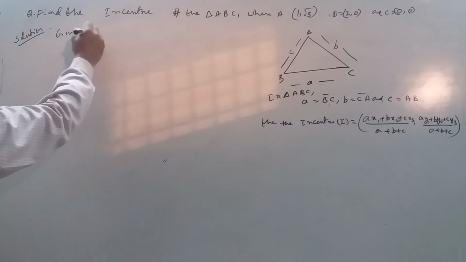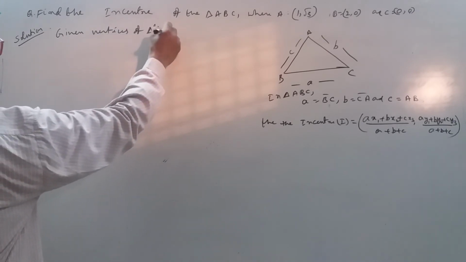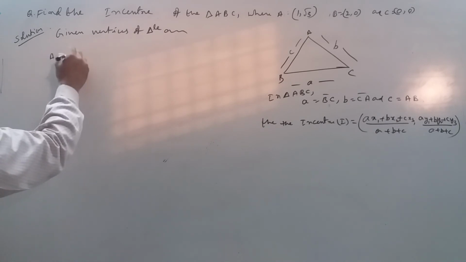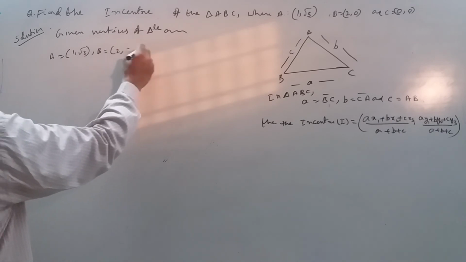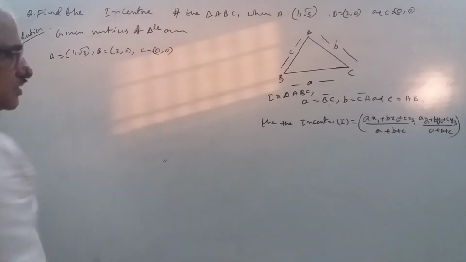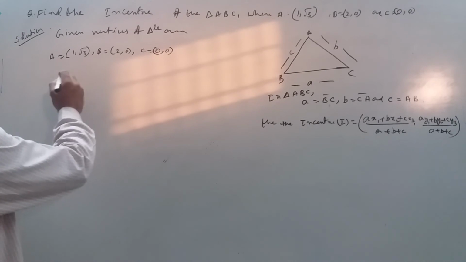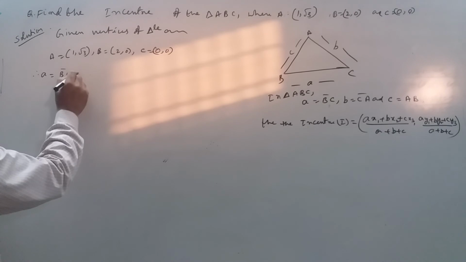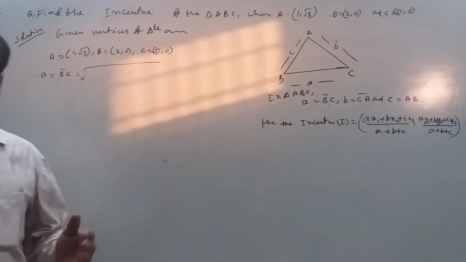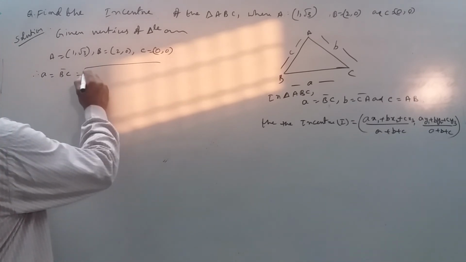Given vertices of triangle are A is equal to (1, root 3), B is equal to (2, 0), C is equal to (0, 0). It is nothing but origin. These are the coordinates of ABC. Therefore, small a is equal to BC is equal to root of (x2 minus x1) whole square plus (y2 minus y1) whole square. By using that formula, we can find the distance between B and C.